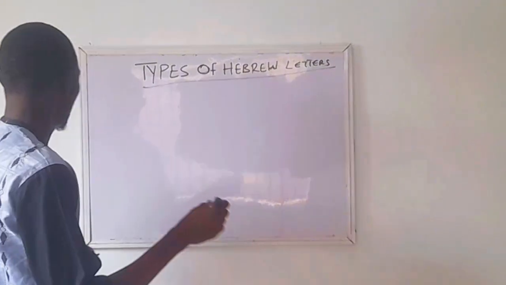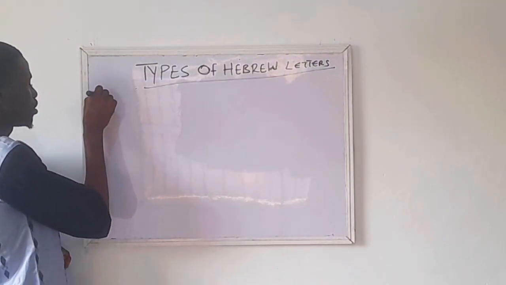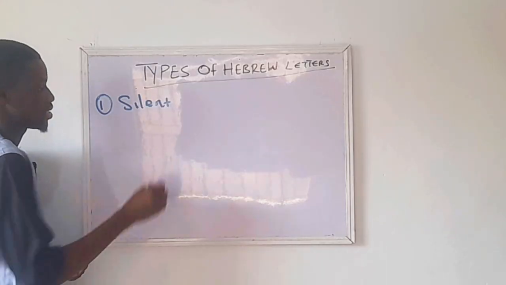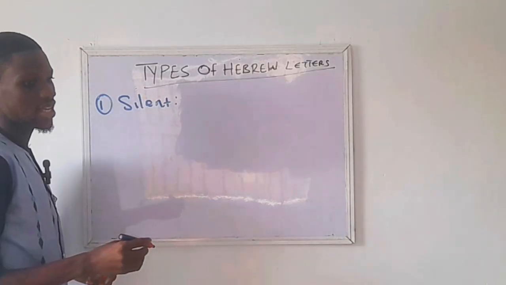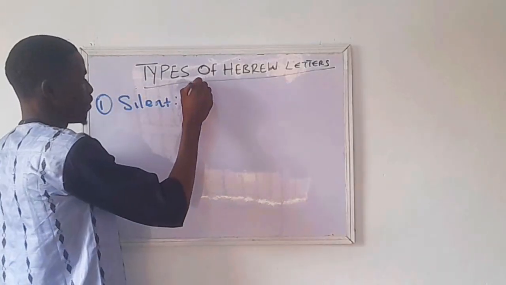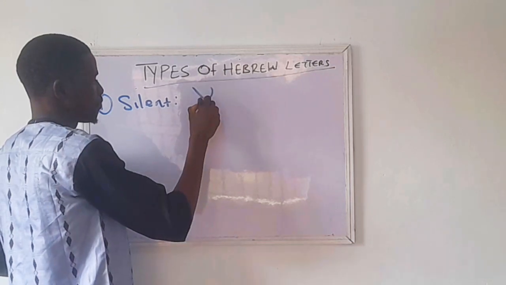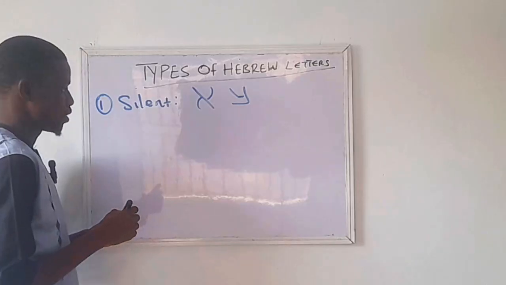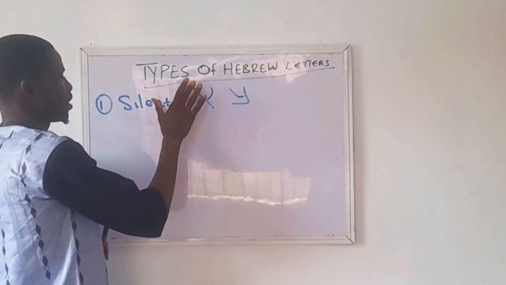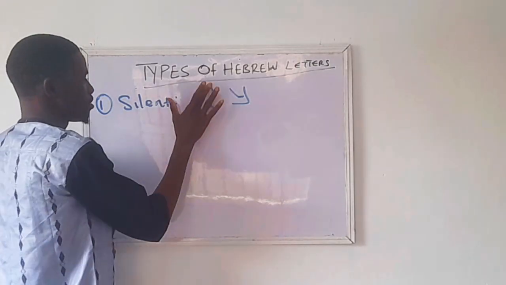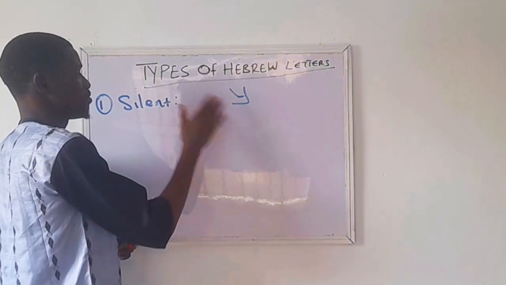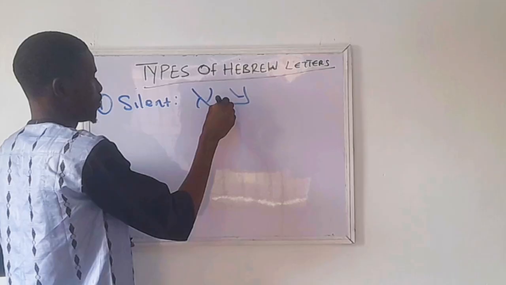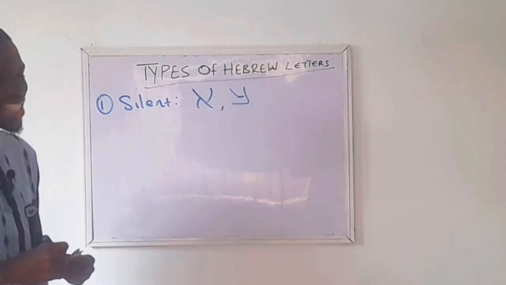All right. The first, which I mentioned, are the silent letters. And like I said, there are just two. We have the Aleph and the Ayin. The Aleph and Ayin. Or let me write from right to left. But since I'm writing from left to right, let me leave it. The Aleph and the Ayin. These are the two silent letters.